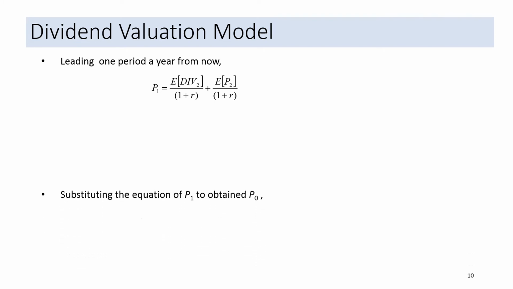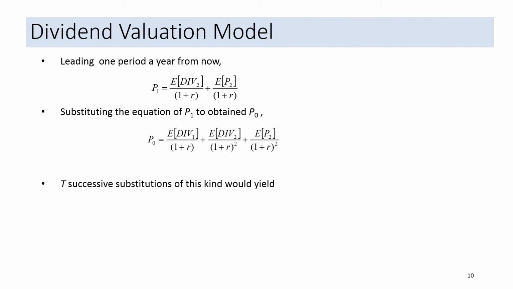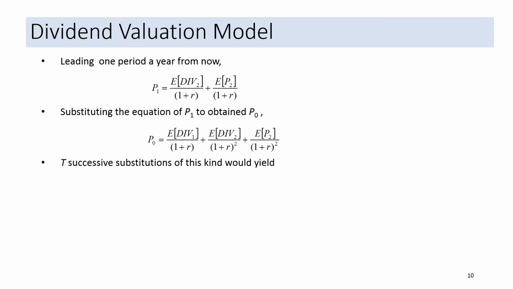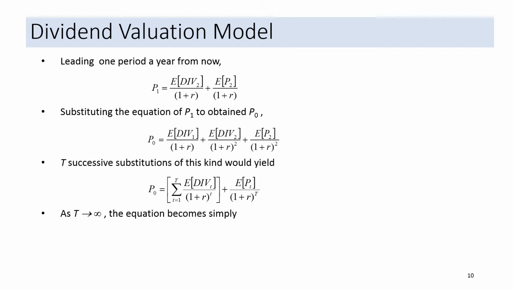Substituting the equation of P1, we can express P0 in terms of DIV1, DIV2, and P2. For t successive substitutions of this kind, the formula can be expressed as the summation of the present value of expected dividends for t periods and the present value of the expected price at the end of period t. When t approaches infinity, the equation can be expressed with t equals to infinity.